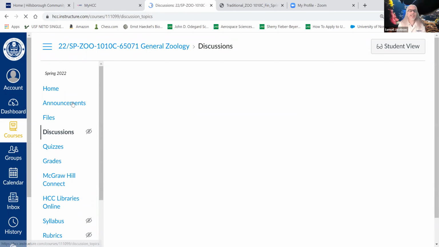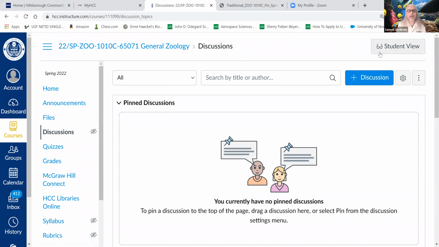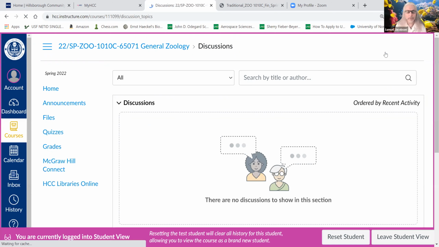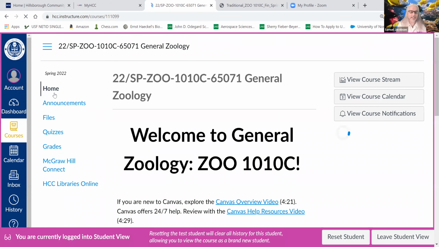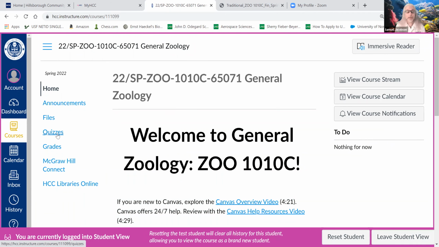The discussion board, you can't see it on your view right now. I mean, right now, for example, if I click student view, this is what you see. Notice you don't see discussions listed here because I haven't posted anything yet. But the first time I post, then you'll see it in your links. All right, so let's leave student view, go back to my view.